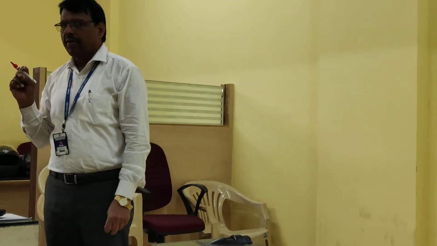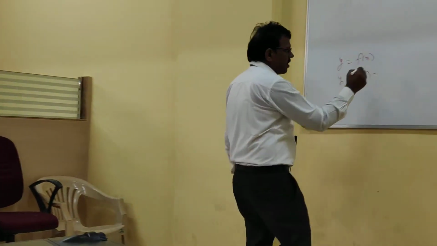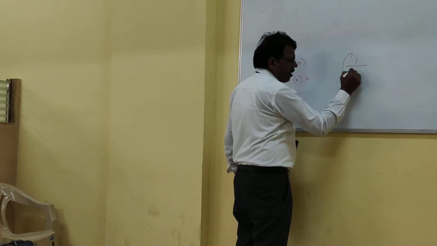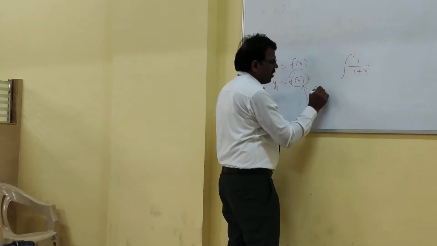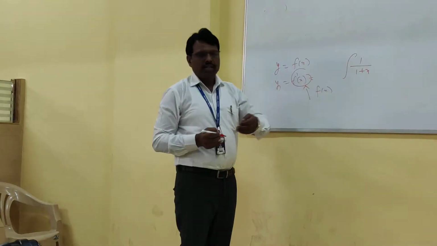You know that the derivative of log of x is 1 upon x, and the integration of 1 upon x is log x. Likewise, the integration of 1 upon 1 plus x is also fine. Now, this f dash x is also denoted by a new f x. Every time f x is replaced by another f x.